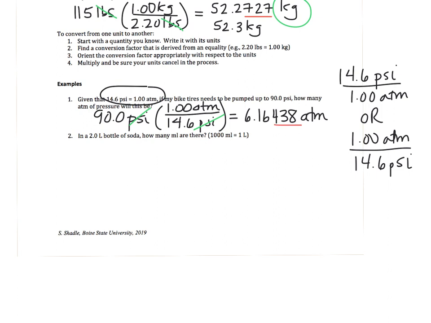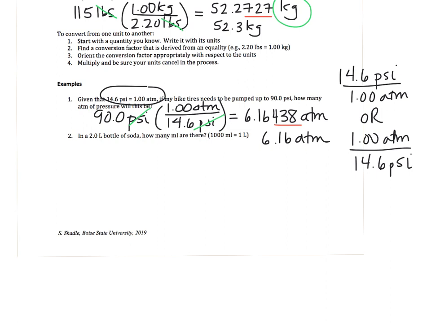And so I'm going to report 6.16 atmospheres. So what that tells me is that if I have a pump that reads 90 psi, that would be the same value in pressure as 6.16 atmospheres. Look at the next one.